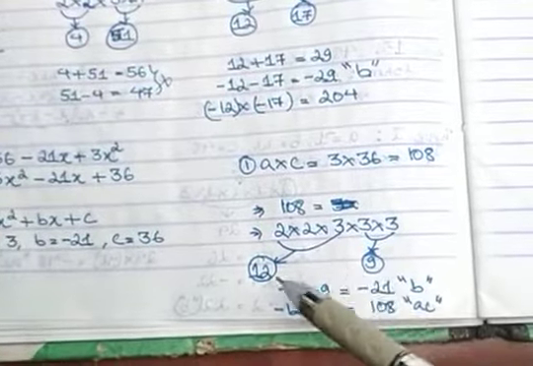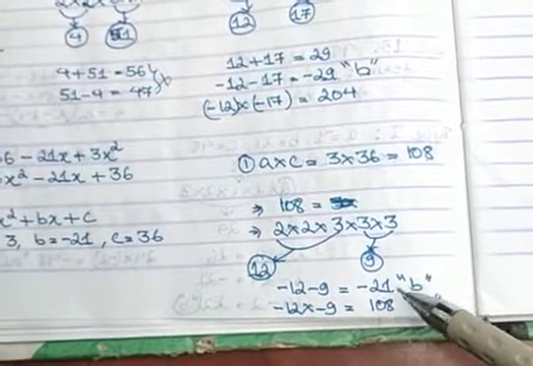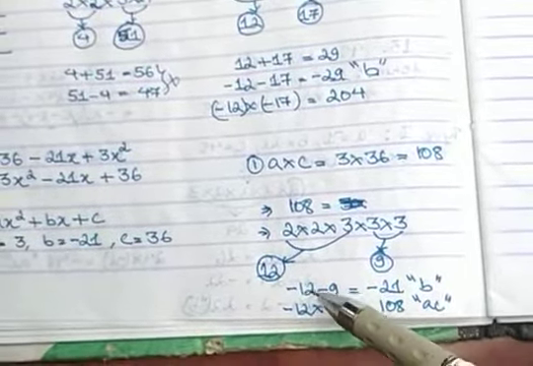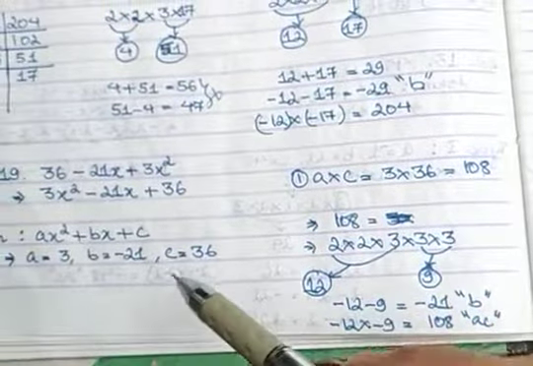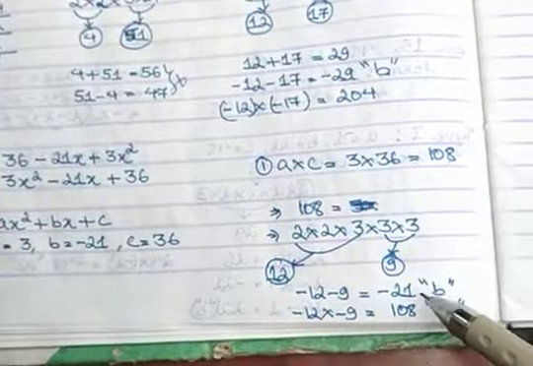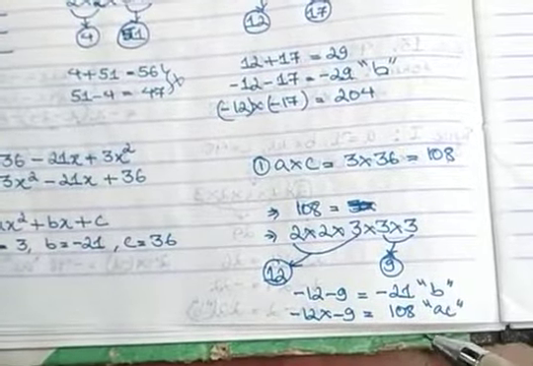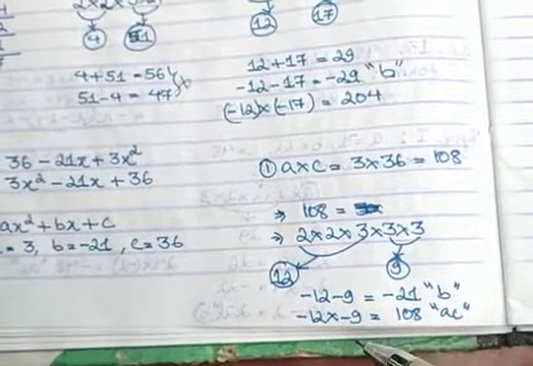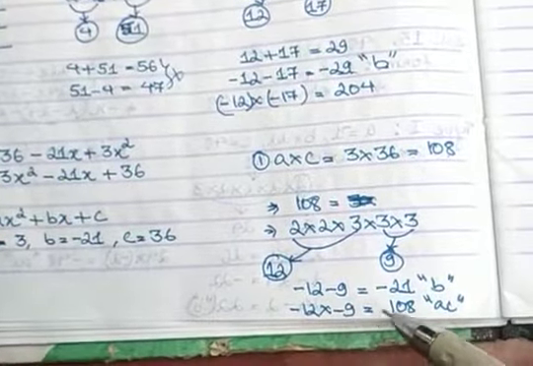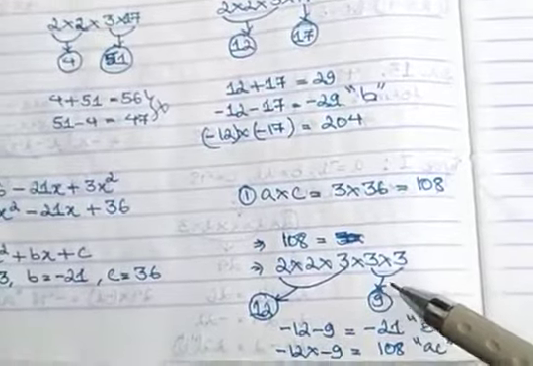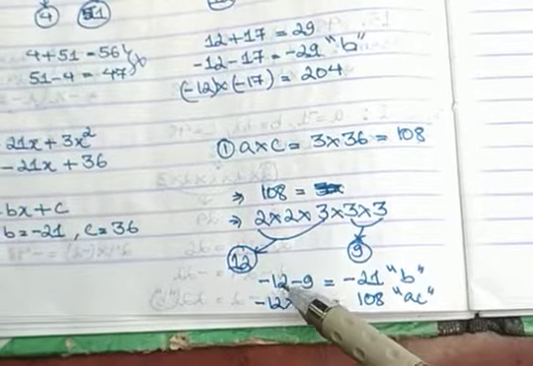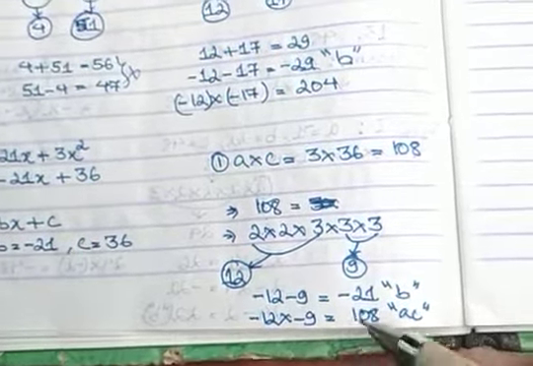So what do I know? Because 12 and 9, when you add them, you will get 21. And if you take the two signs negative, you will get minus 21. See, minus 12, minus 9, minus 21. The sign of B matched. When you multiply them, minus 12 and minus 9, you get 108. The value of AC also matched with the sign. So the factors here are minus 12 and minus 9.